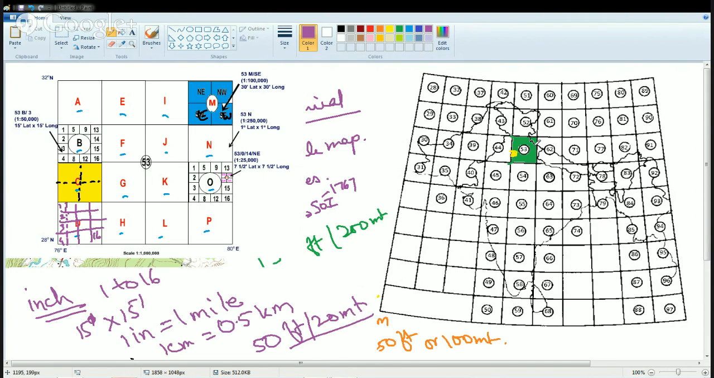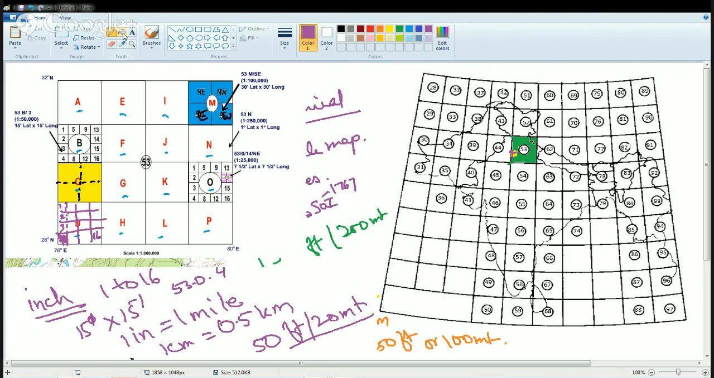For example, if I again divide this into 16 parts, here is the section I would be talking about. I can say it is, for example, 53D, and then I can mention the sheet number. So for example, I am talking about this section 4. So it's 53D4. This is how you classify the topographical maps.